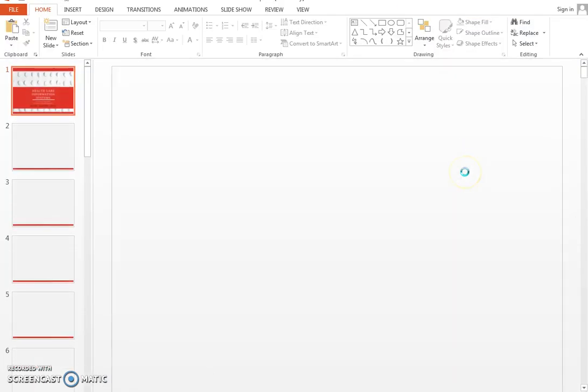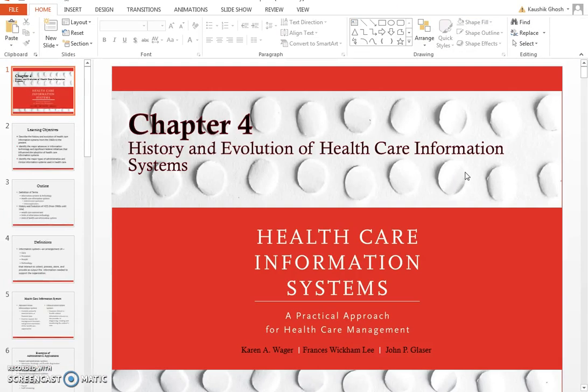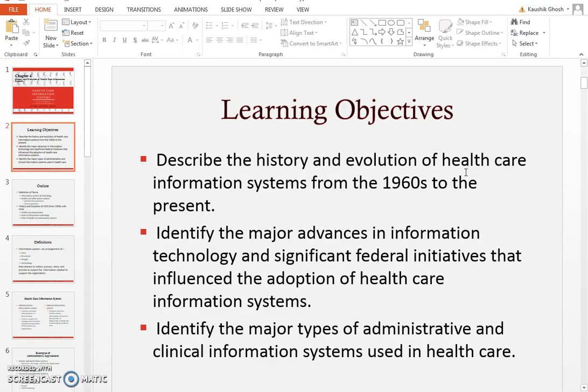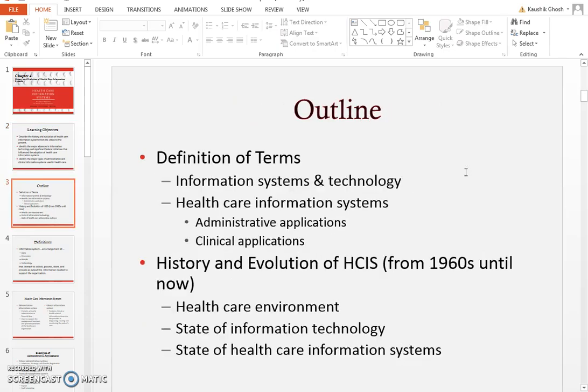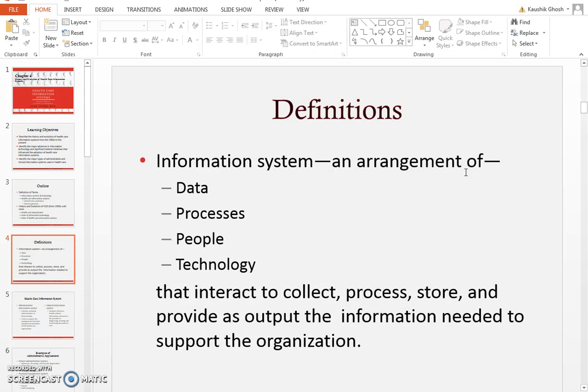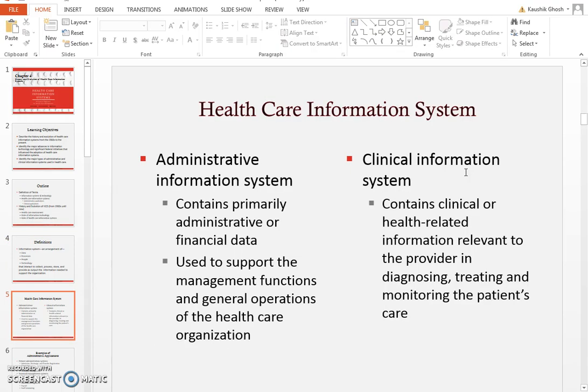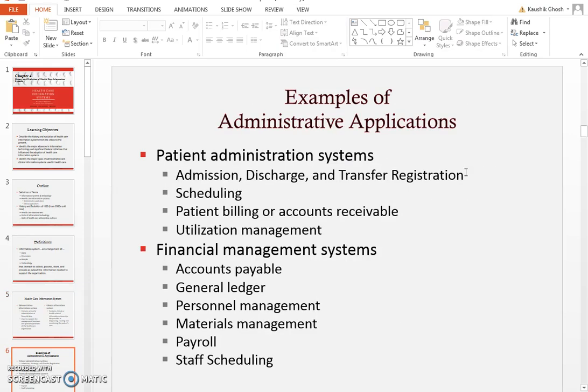It talks about the history and evolution of healthcare information systems. So it's more of a historical perspective, how things have evolved in the United States as far as healthcare is concerned. Start back in the 60s. Certain definitions you should know: data, processes, people, technology. Then you have administrative information systems versus clinical information systems. Just know the difference between those two.